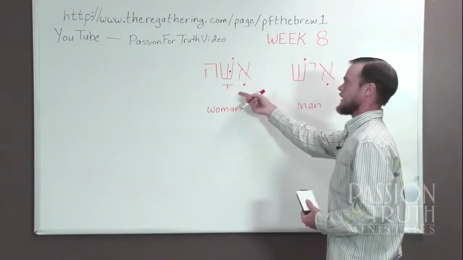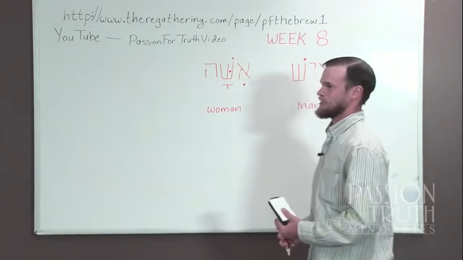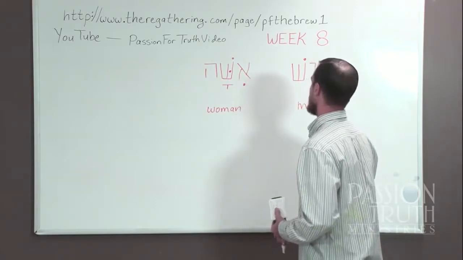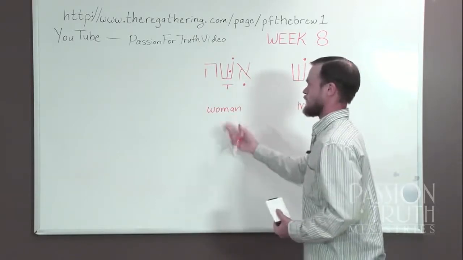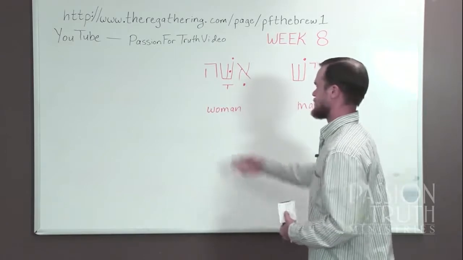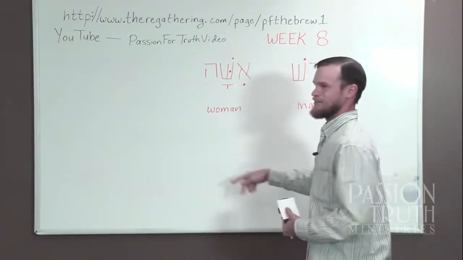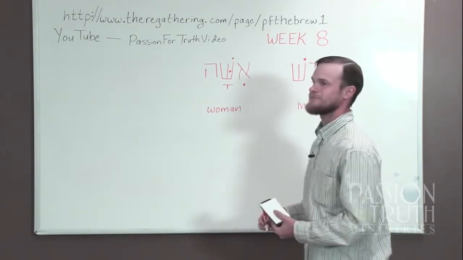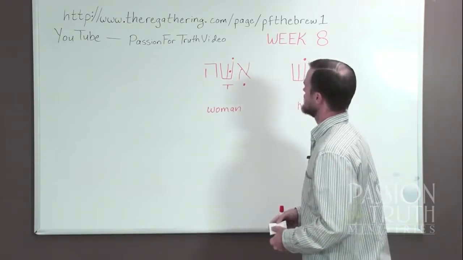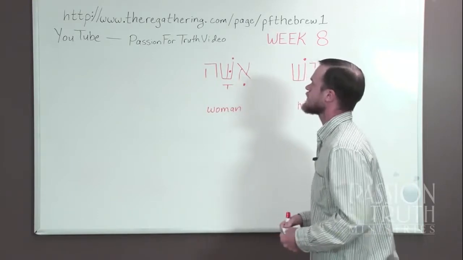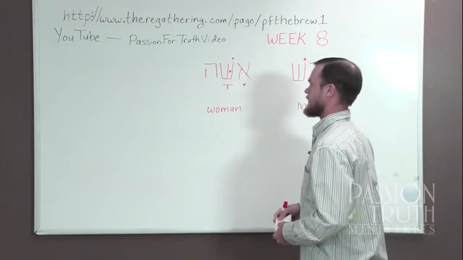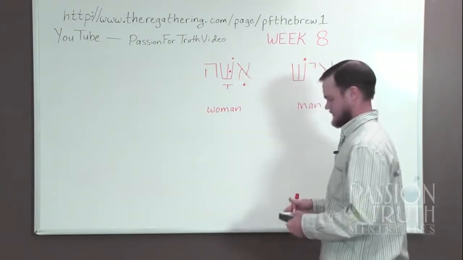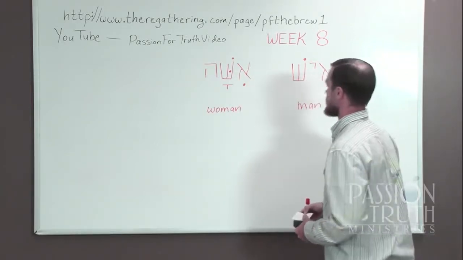Yes, she was called Isha because she was taken from Ish in Genesis 2. It's kind of funny that English has maintained that same wordplay, in essence. She's called woman because she's taken from man. The two words are obviously linguistically similar. The ah is the feminine ending. Okay, so that's man and woman.